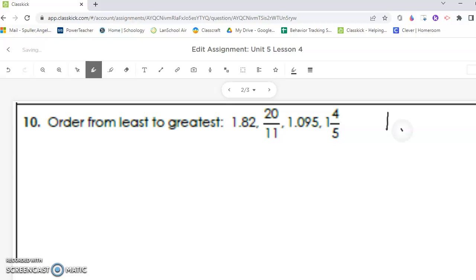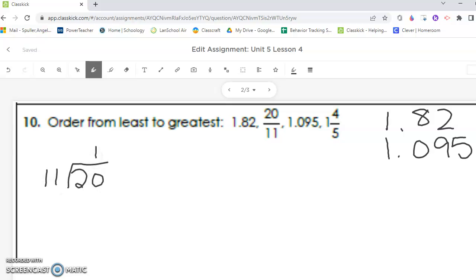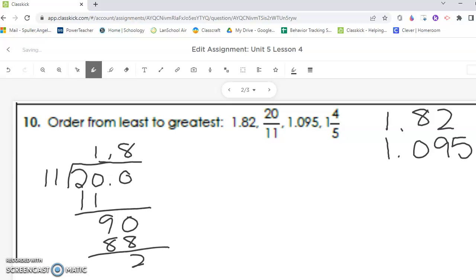So we have 1.82. I've got 1.095. Okay, so I have to take 20 and divide it by 11. It goes in there one time. It'll give me 11, which will give me 90 left. It goes in there 8 times. 8 times 11 is 88. That'll give me 2 left here.